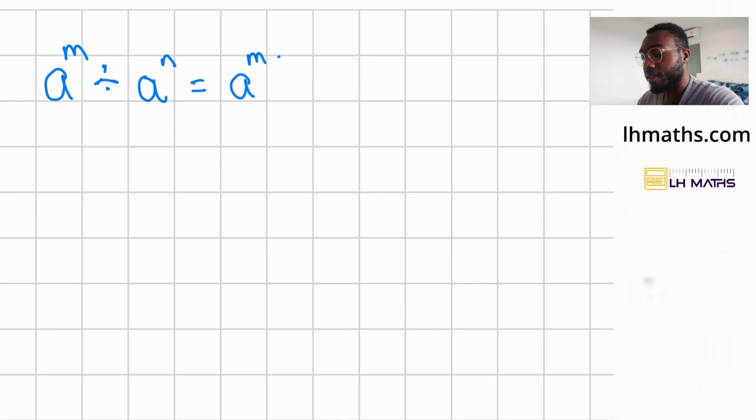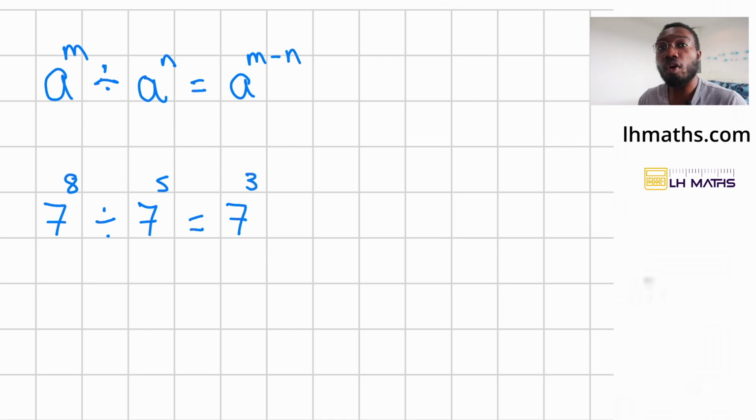The next rule we need to learn is what happens if we're dividing with the same base but different exponents, different powers. In that case, a^m divided by a^n would equal a^(m-n). So let's say we have 7 to the power of 8 divided by 7 to the power of 5. Then it would be 7 to the power of 8 minus 5, so just 7 to the power of 3.